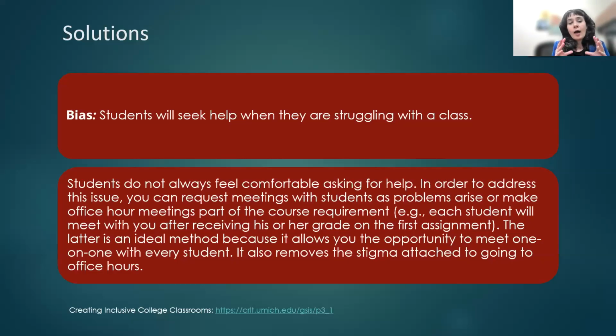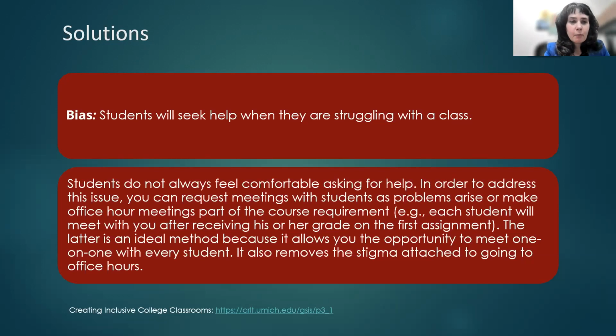All right, so solutions. Now that we all know that we have unconscious biases, what do we do about that, right? So acknowledging them is the first step. It's very important. But that's not enough. We really need to look into strategies that would help address those biases. And again, I have this great resource, Creating Inclusive College Classrooms. I'm using examples from that resource. Here I have two really good examples of how you can address them in a really creative way.